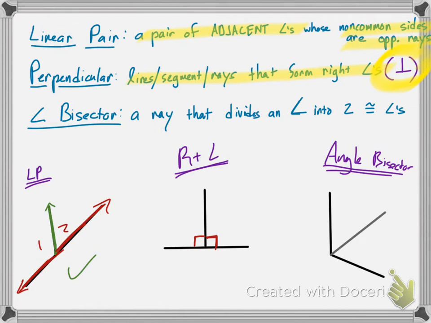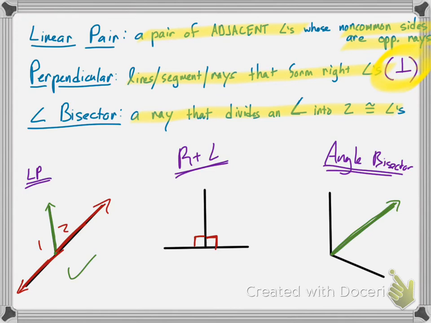In our next definition, we have an angle bisector. And this is a ray that divides an angle into two congruent angles. So this is kind of like midpoint. We have a ray that's dividing an angle, and now we have two congruent halves. So with angle bisector, here we have this ray that's dividing this larger angle in half into two congruent parts.